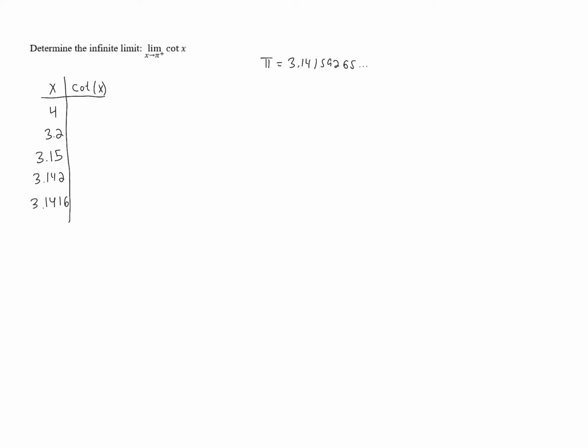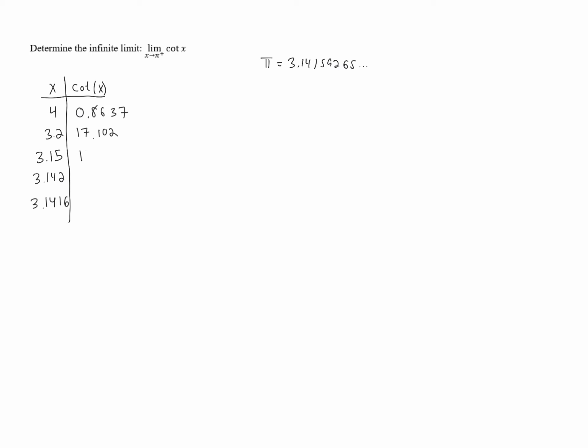So we start with plugging in 4 to get cotangent of 4. And it looks like that is equal to about 0.8637. All right. And then let's look at 3.2 and see what that gives us. I get about 17.102.